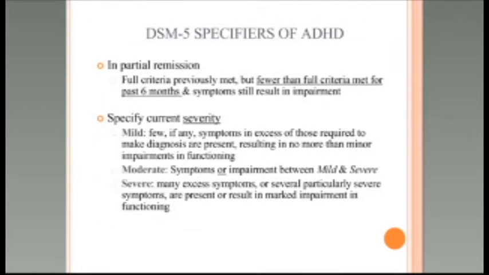Specifically, consistent with the DSM-5 model, you can at this point diagnose ADHD as in partial remission, which would indicate that full criteria for the disorder was previously met, but presently the individual demonstrates fewer than full criteria over the past 6 months. But there is still evidence of impairment or difficulty in work or home or classroom settings. There's also the possibility of specifying the current severity. So mild, moderate, or severe, reflecting the number of symptoms in excess of those required for diagnosis that are present, and the amount of additional impairment that seems to be given by those symptoms.